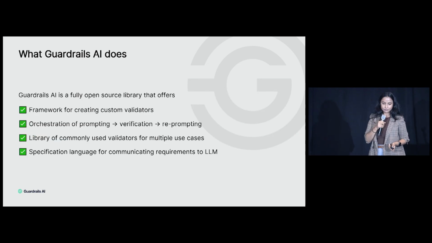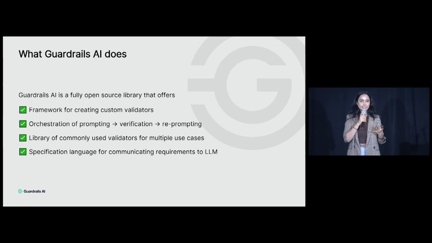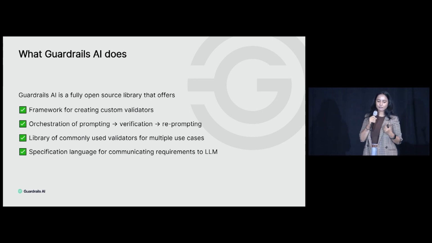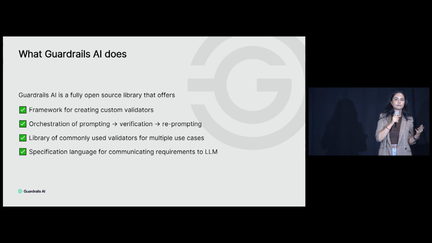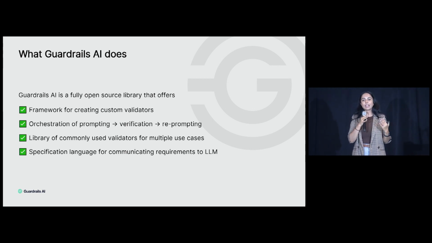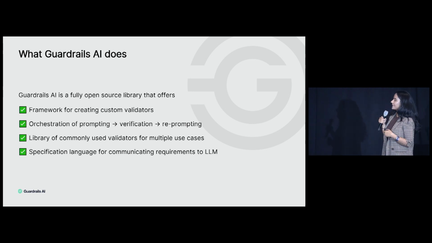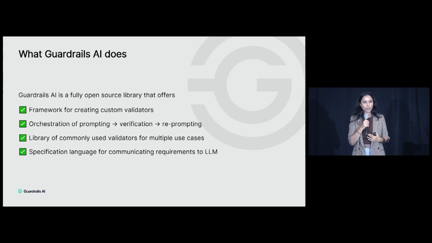So within this framework, what does Guardrails AI, the open source framework that I mentioned before, do for you? It's a fully open source library that, first of all, offers you a framework for creating custom validations. Then it orchestrates the execution of these validations in a very efficient, very low latency manner, performs verification for you, and if verification fails, it allows you to correct yourself via reprompting. It is a library and a catalog of many commonly used validators and verification checks across a bunch of different use cases. And then finally, it's a specification language for communicating your requirements to the LLMs so that you end up getting responses that are primed to be more correct than if you didn't include that information.